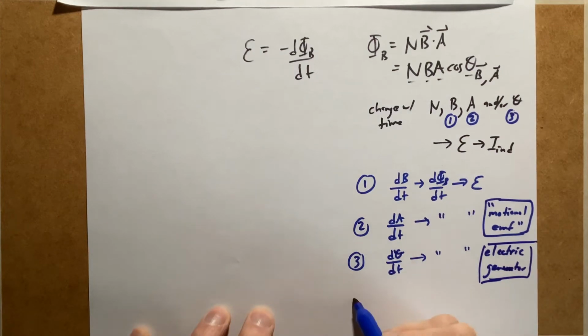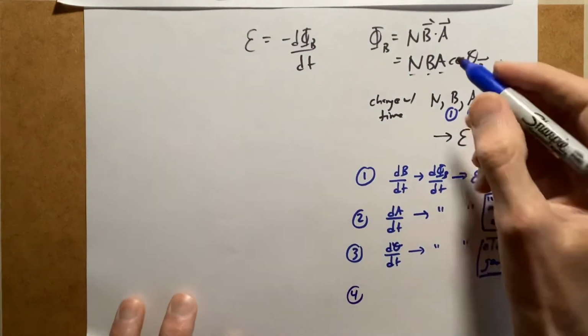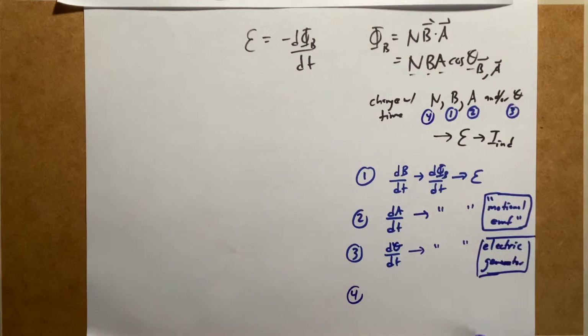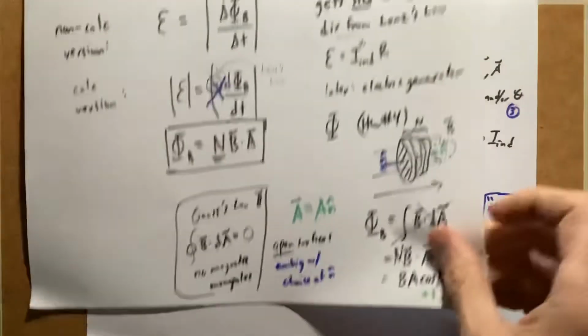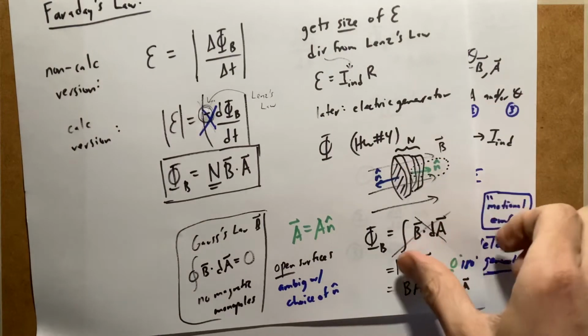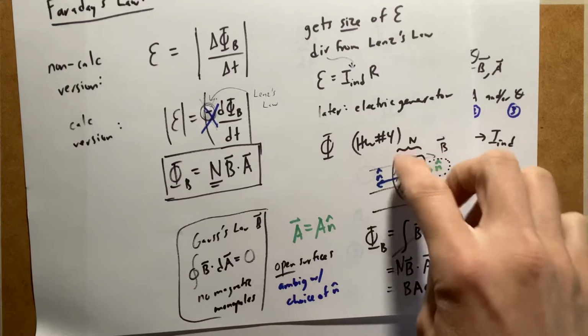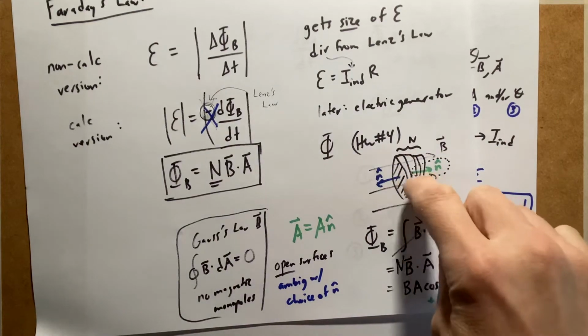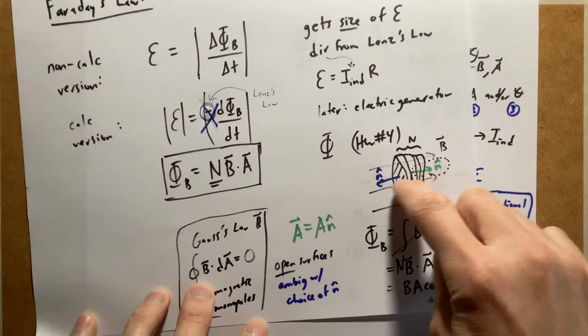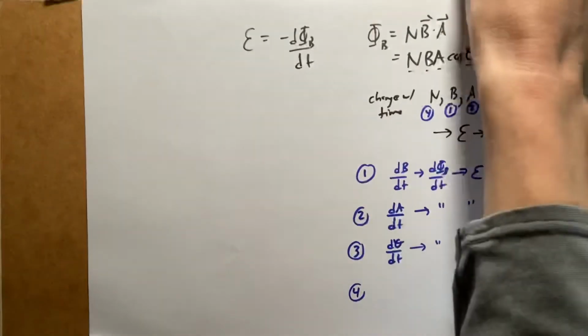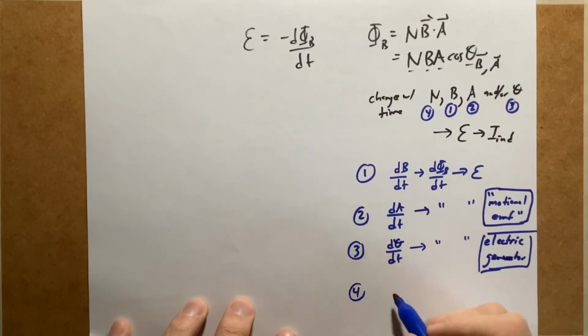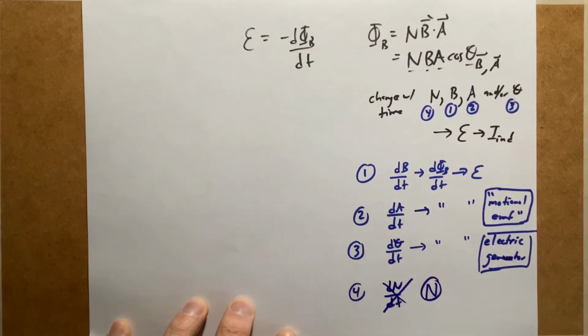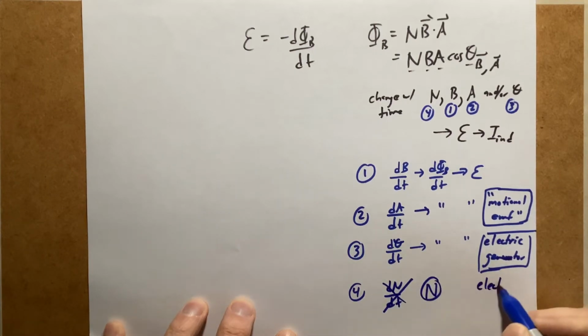And then the final example has something to do with N, the number of loops. Now, I'm not actually going to change the number of loops with time, but this one you have to take a little bit more loosely. There is something I can do with the number of loops that's at least interesting, and that is what we call the electric transformer.